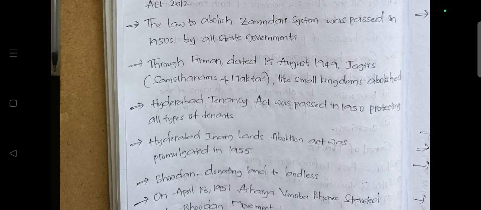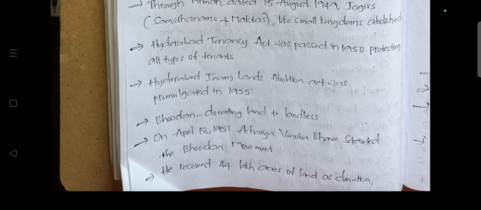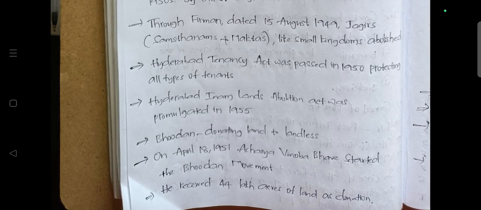Bhudan, which means donating land to the landless. On April 18, 1951, Acharya Vinoba Bhave started the Bhudan movement. He received 44 lakh acres of land as donation across the country.